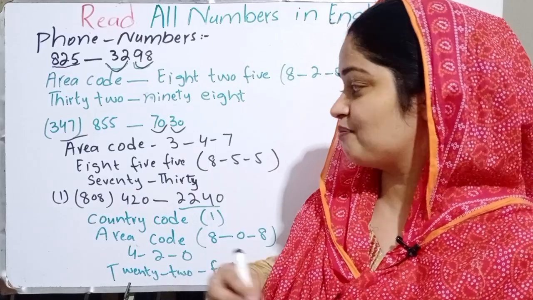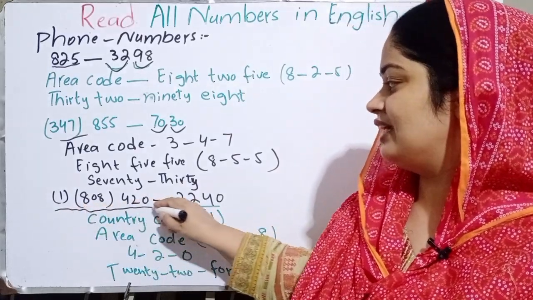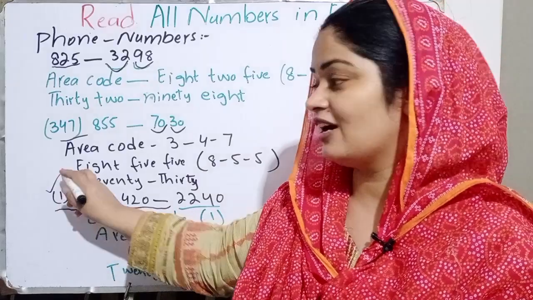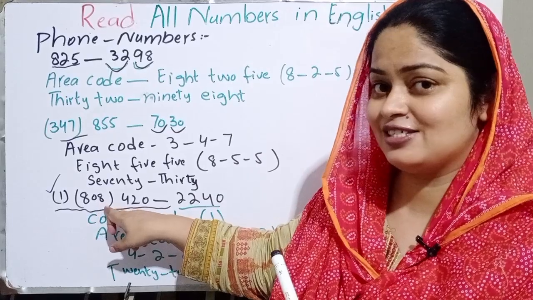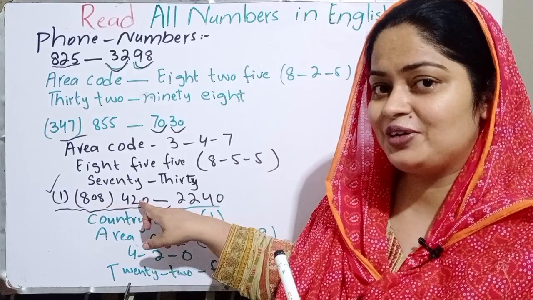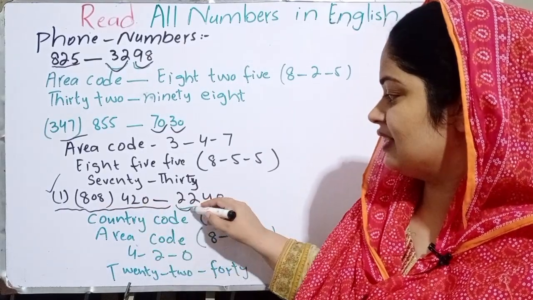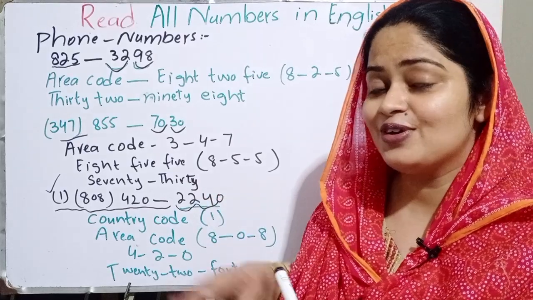Again, another example. How would you read this? First is the country code, then the area code 808, 420, and again separate the rest into two parts, 22 40.